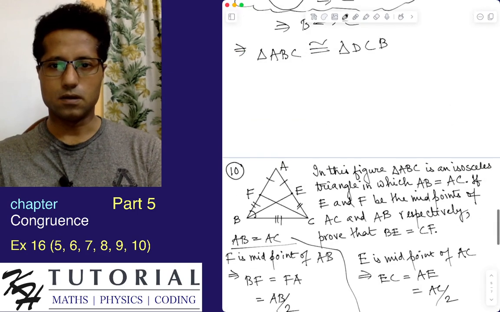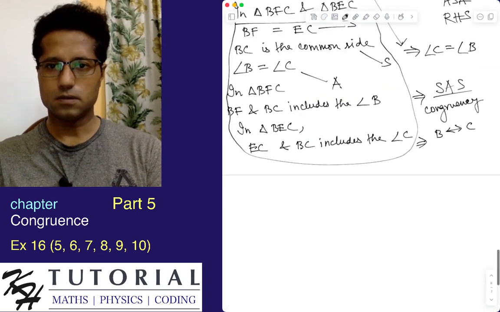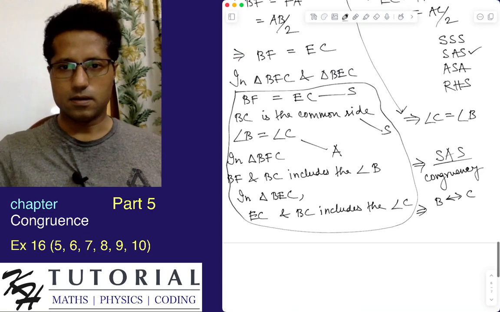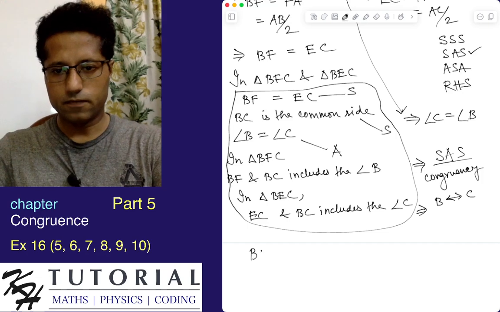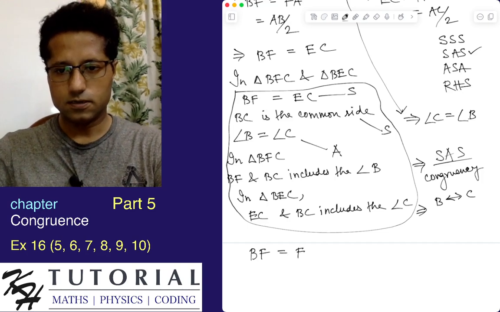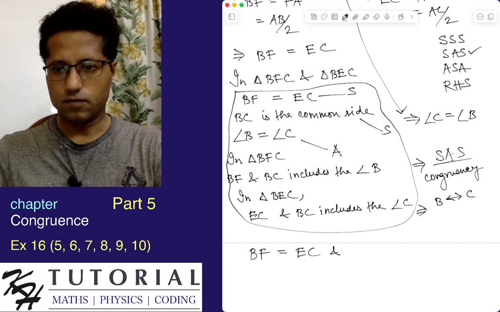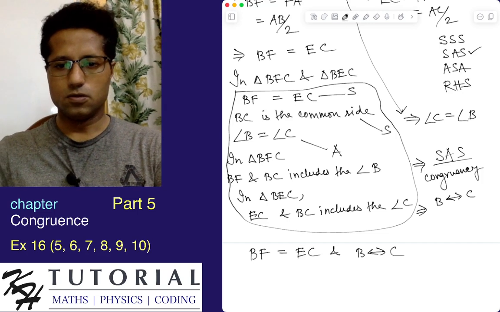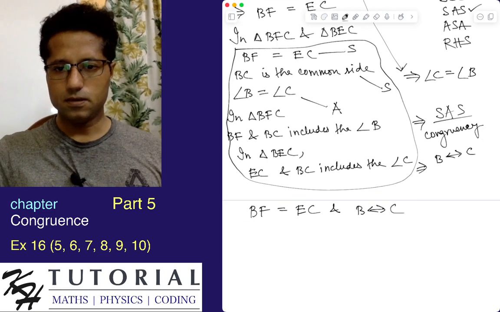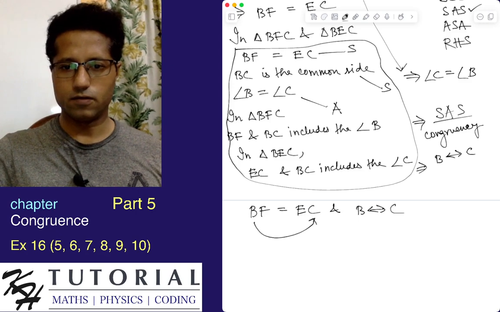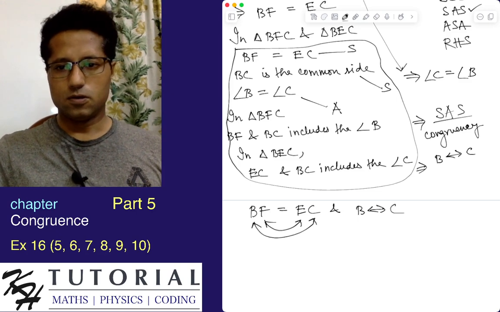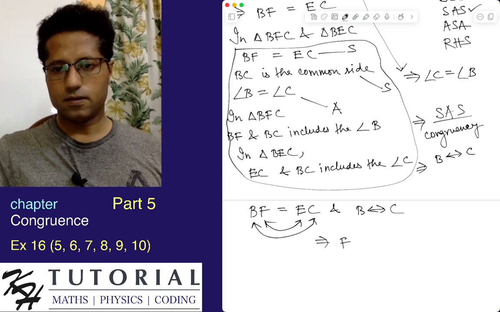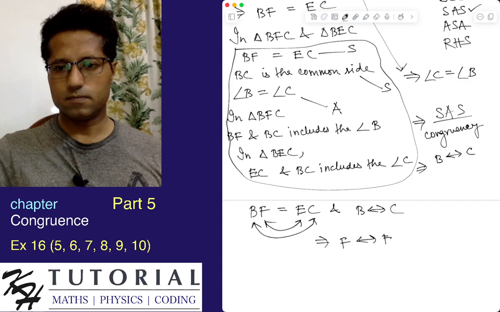Also we see that BF equals EC, and also we found that B is mapped to C. We have already established that. So definitely F should map to E. So this implies F has a mapping with E.